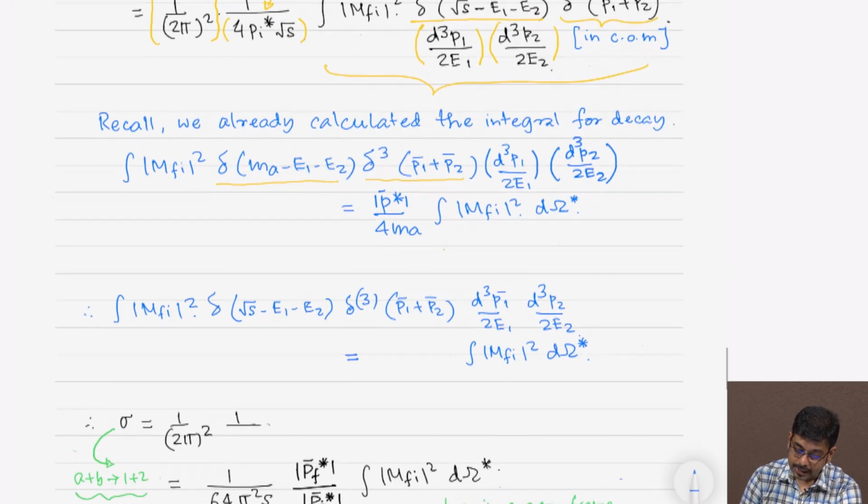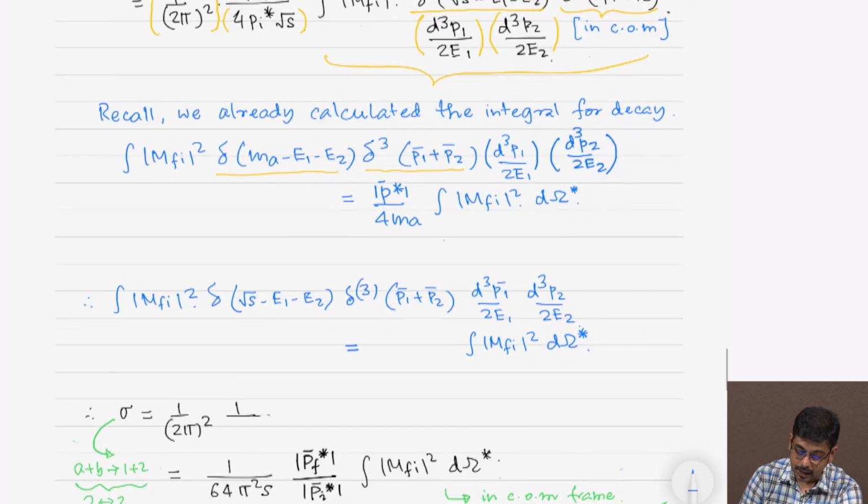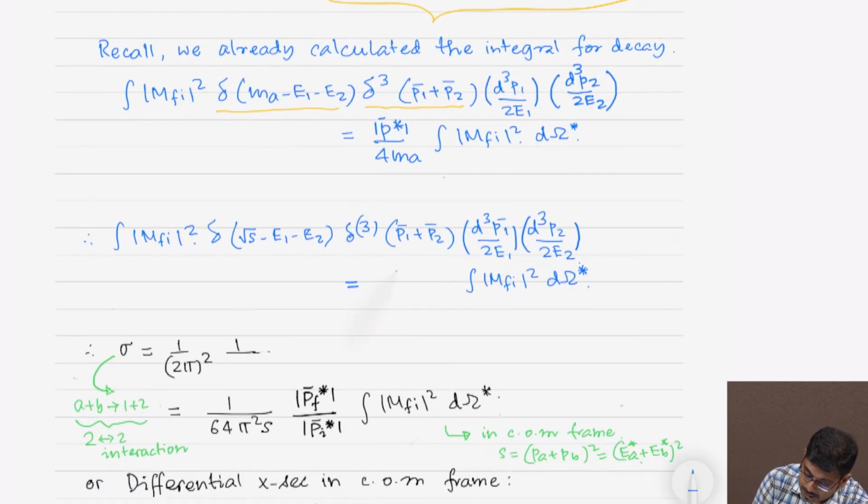So, therefore, we can say that without doing this integration explicitly, using this previous result, the integral of |M_fi|² δ(√s − E₁ − E₂) δ³(p₁ + p₂) d³p₁ by 2E₁ into d³p₂ by 2E₂ will turn out to be what? I will say that this is |p_f*|, say for example, the final state momenta. In the denominator, instead of M_A, we will have a square root of s.